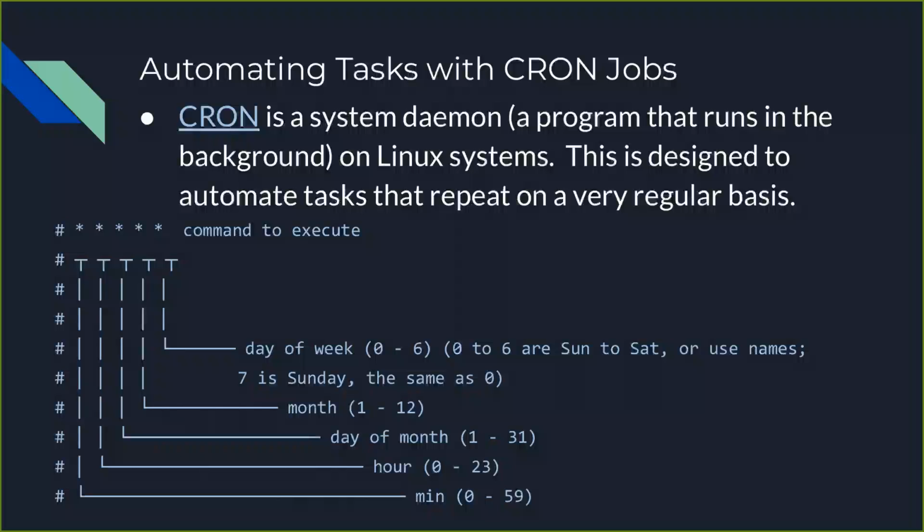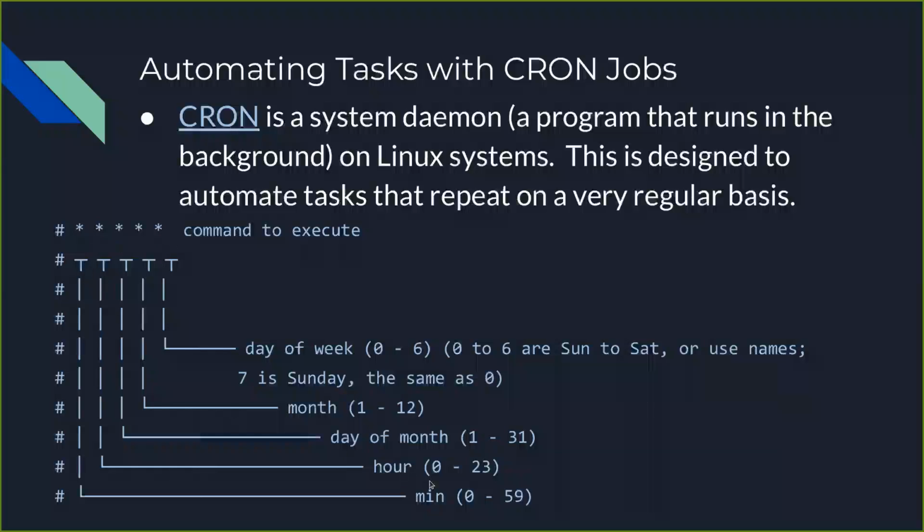And so there are a ton of different IT automation tools out there, but the big one on Linux is something called cron. Cron is a system daemon, which means a program that runs in the background. What it's designed to do is automate tasks that repeat on a very regular basis. Generally it takes in a big manifest file of different commands to execute, and those commands are prefixed with a set of numbers.